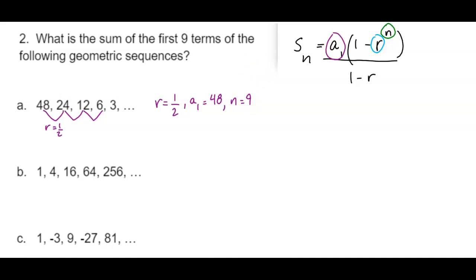So if we put that all into the equation for 2a, we get S sub 9 equals 48, which is our first term, times 1 minus the ratio. The ratio is 1/2, and that's being raised to the n, which is 9. And then that's all over 1 minus r, so 1 minus 1/2. If you're really good about doing this in one step, just make sure you're very careful about parentheses. Otherwise, do each of the steps individually, remembering your order of operations. So remember, parentheses come first, so you would do the inside of this first, then multiply it by 48, and then divide by the 1 minus r.